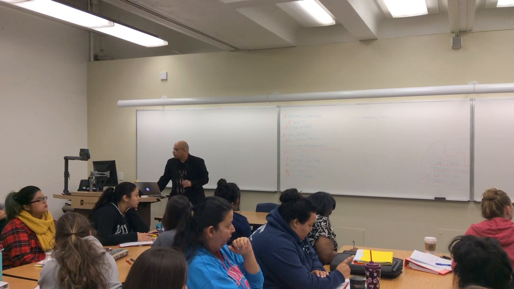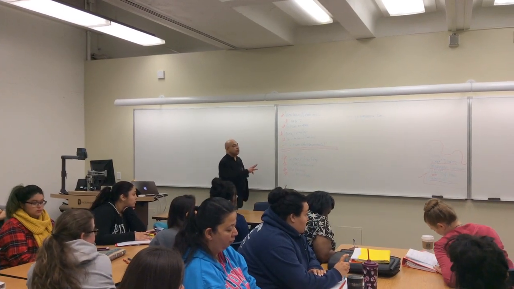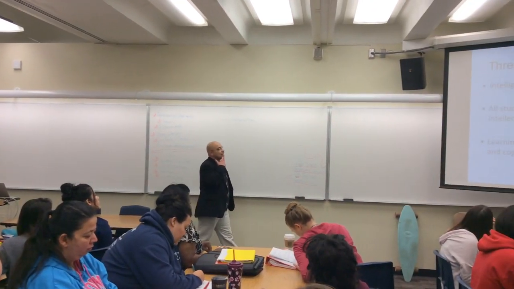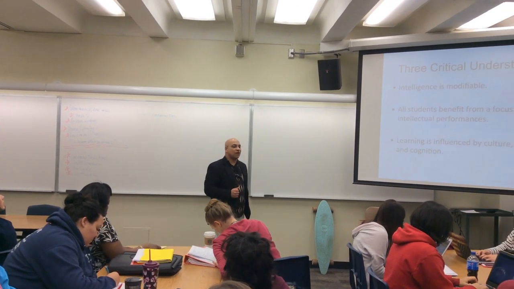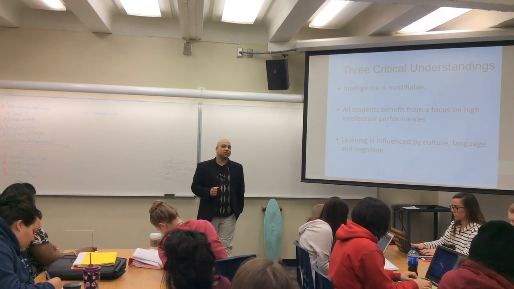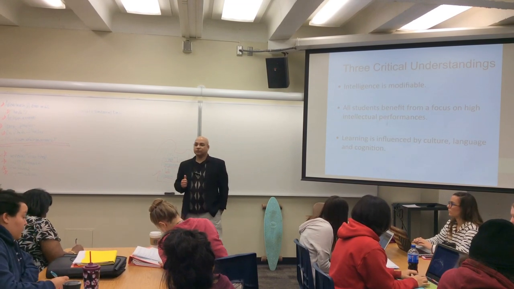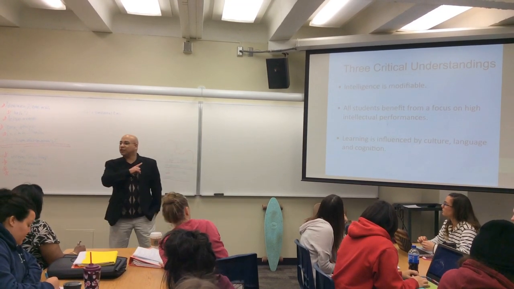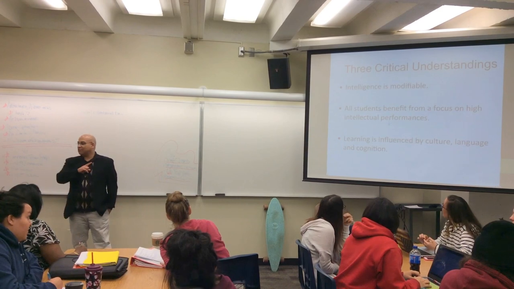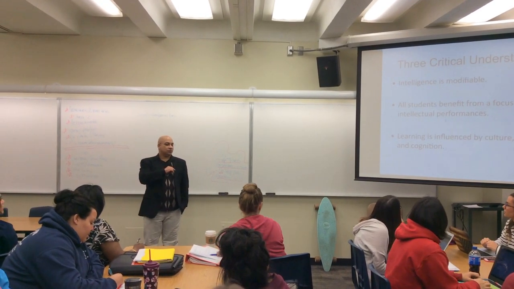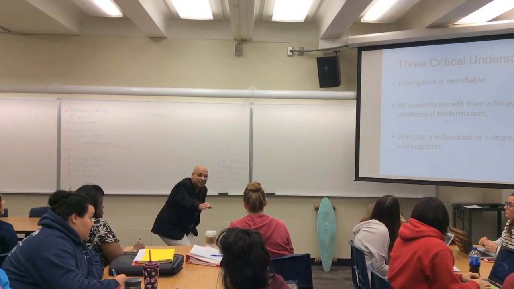Okay? So we start with three critical understandings. The first is that intelligence is modifiable. Intelligence is modifiable. All right? I go. Amen. What's the first bullet? Intelligence is modifiable. What's that first bullet?